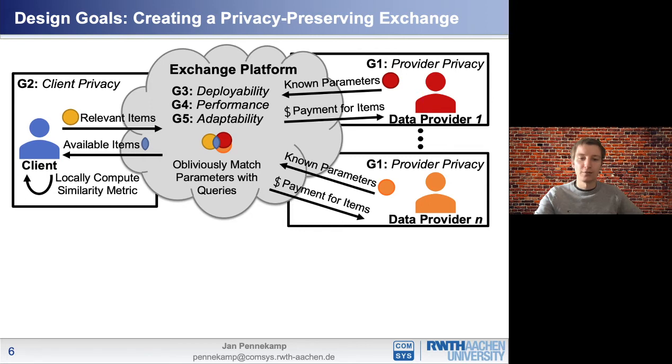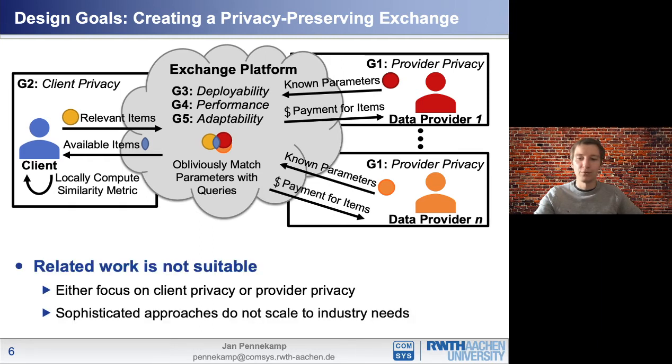It should, of course, be deployable in the real world. Then the performance should satisfy use case specific needs. And it should finally be adaptable in terms of security and privacy according to the available use case. Unfortunately, related work is not suitable to be used here. Existing solutions either focus on client privacy or provider privacy, and most of these approaches do not scale to industry needs. Therefore, we developed an applicable design ourselves, which I'm going to present in the following.